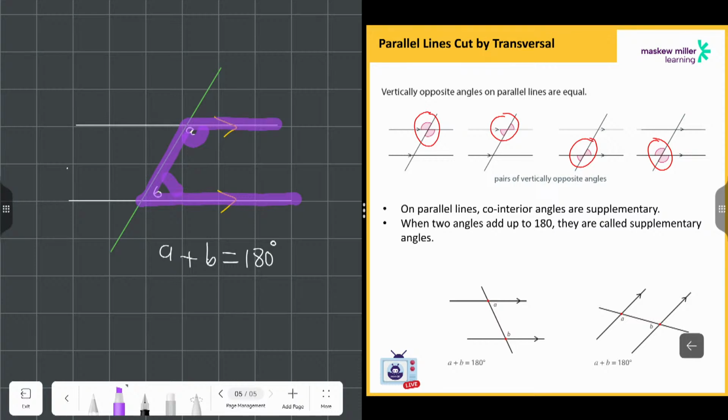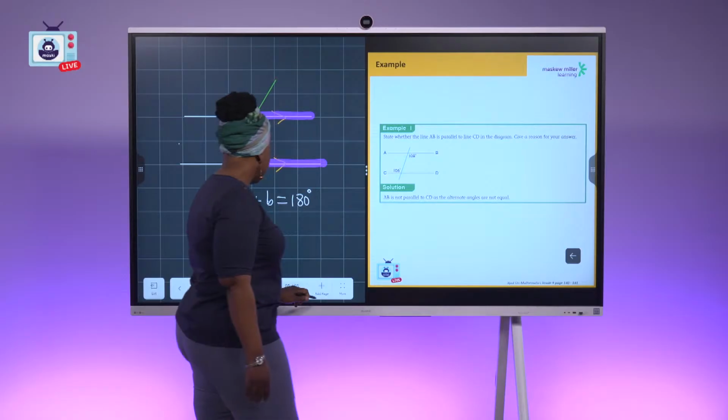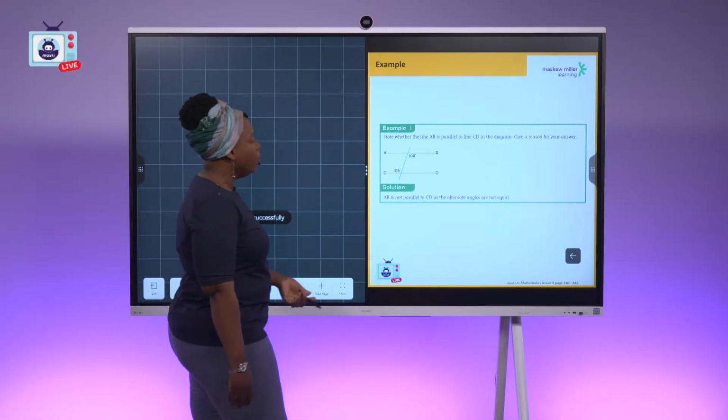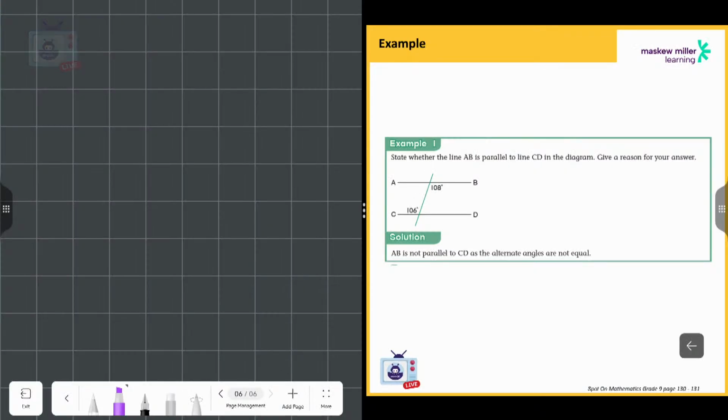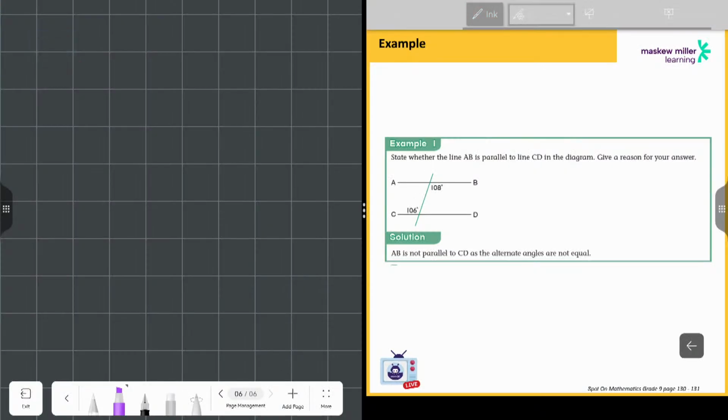And that is what you do. Okay, so here I just show you some example of how you deal with this question. For example here, they say solve whether this line is parallel or not, right? So if you look at it, you will give a reason. Since we said we have to trace, so let's see.